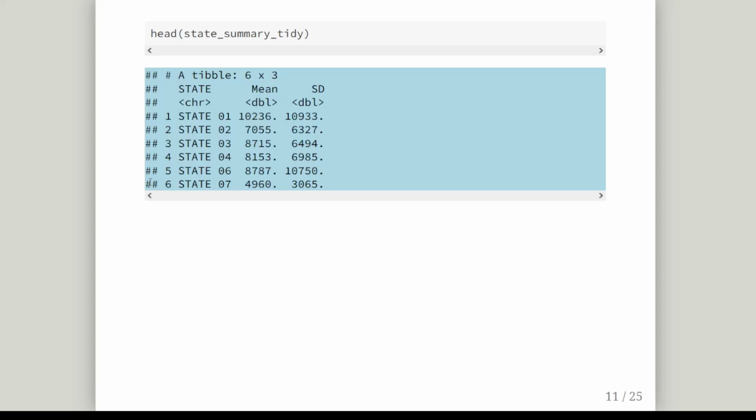Okay, just a slightly different data structure, this is called a tibble, but ultimately there's nothing you need to know that makes this difficult to work with. You can continue on as if it was a data frame.